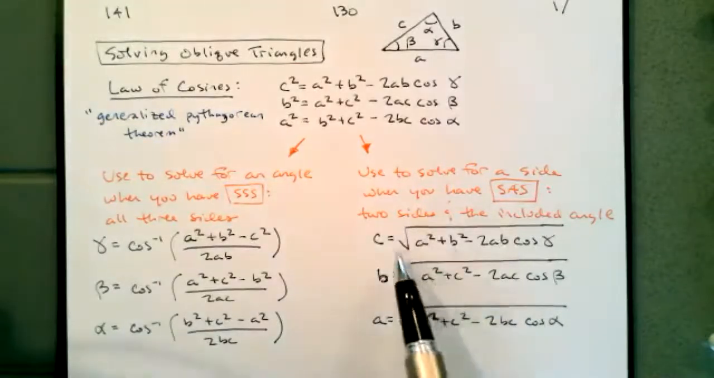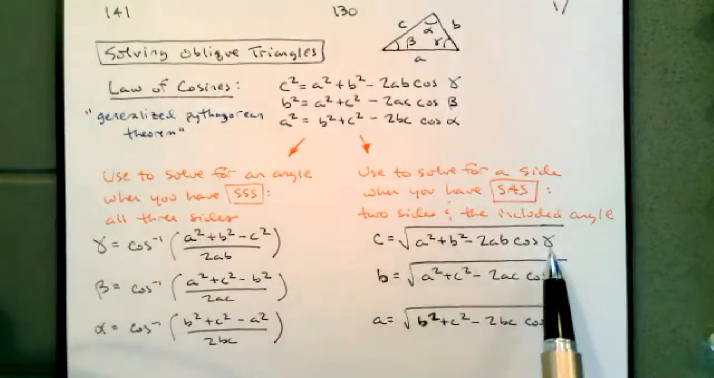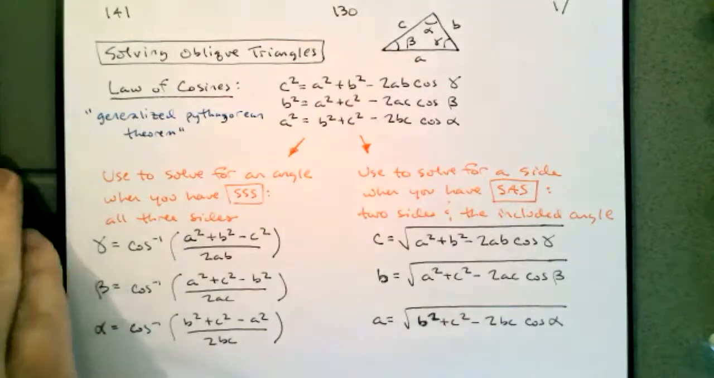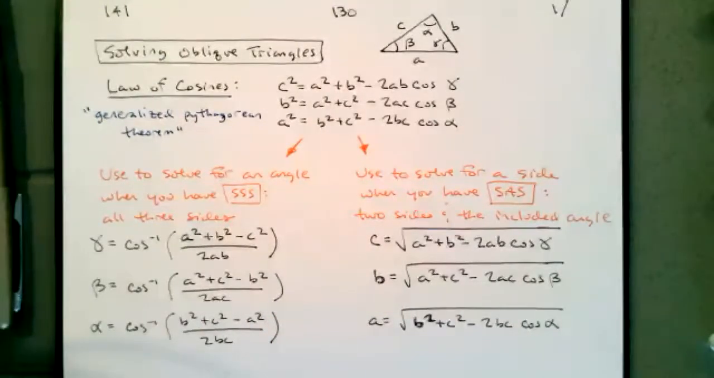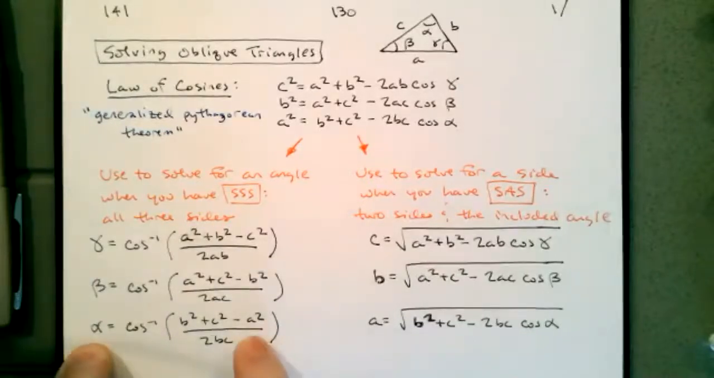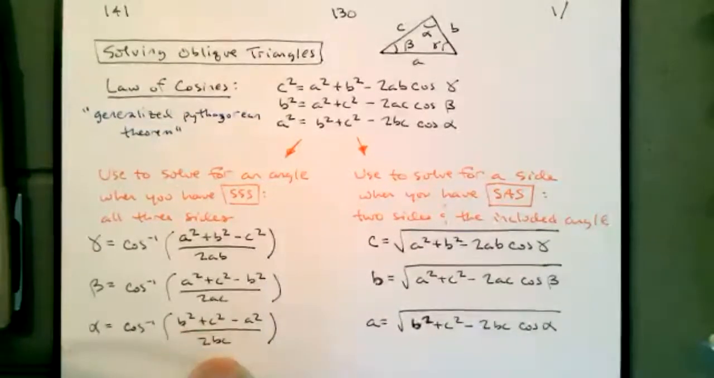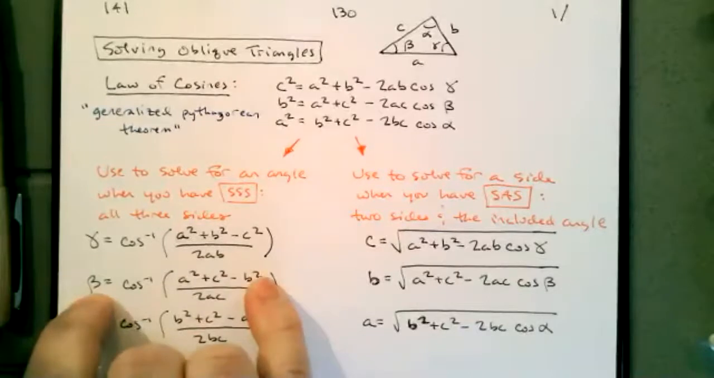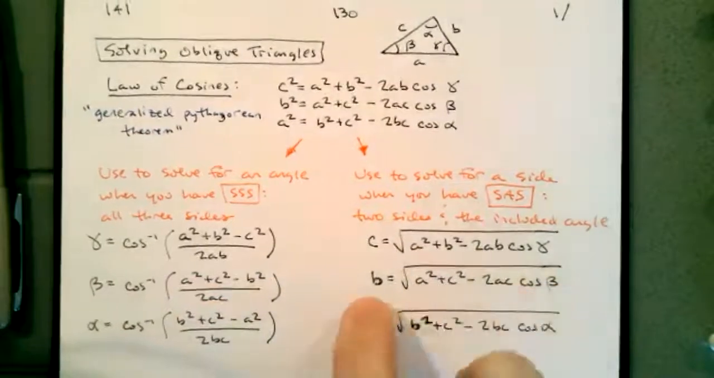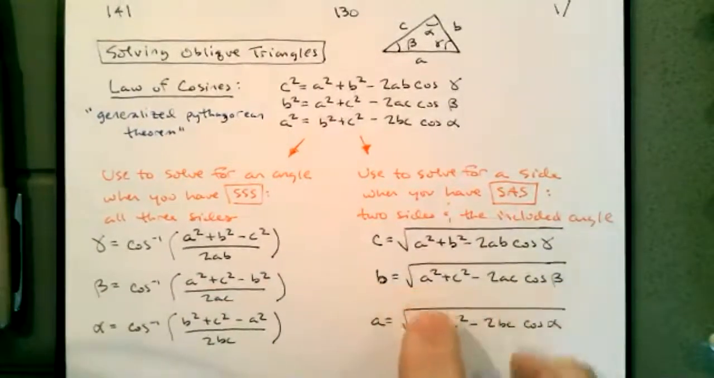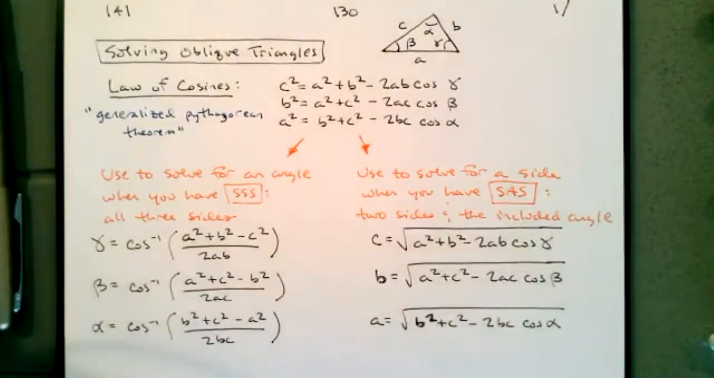Then we just have to notice that C is opposite gamma, B is opposite beta, A is opposite alpha, as normal. And then we have to learn our patterns to make sure we're subtracting the correct one. Notice that the opposites, the angle alpha and the side A, are the ones that only show up once. The other two, B and C, show up twice. Beta is opposite B. Beta and B show up once. A and C show up twice.